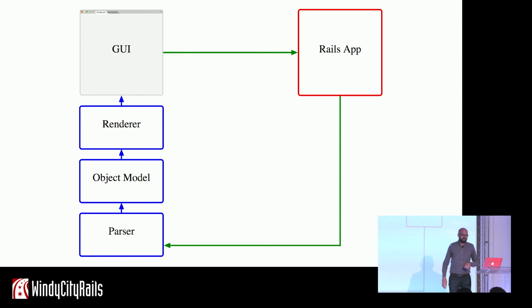So back in the early days of the web, before there was any JavaScript, how did a browser interact with a web application? Well, the user did something in the GUI. They clicked on a link, or they typed in a URL, or they clicked on a button to submit a form. A request went out to an application. I've called it a Rails app because here we are at WindyCityRails. Let's assume we're building our backend in Rails. And it returns a response, which goes through the parser, updates the object model, updates the renderer, and the page updates. And now the user's presented with some new choices.